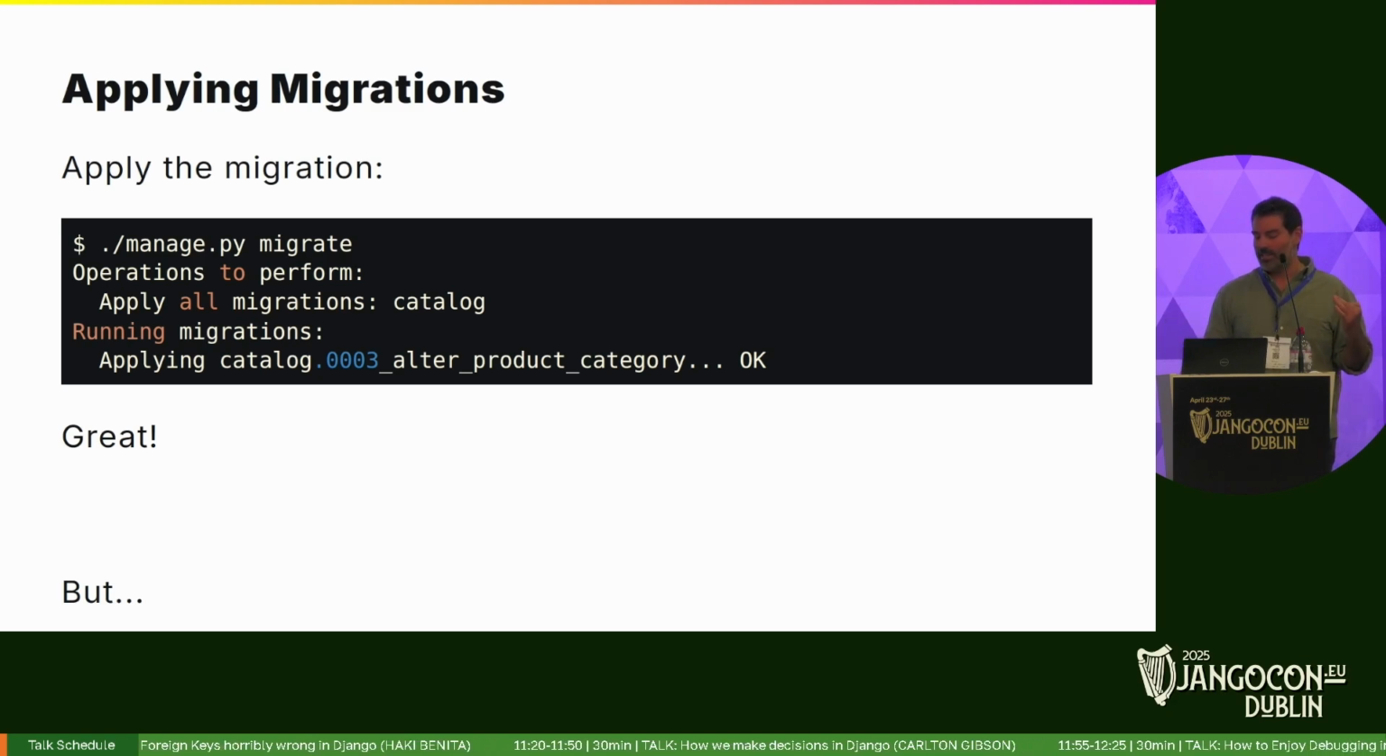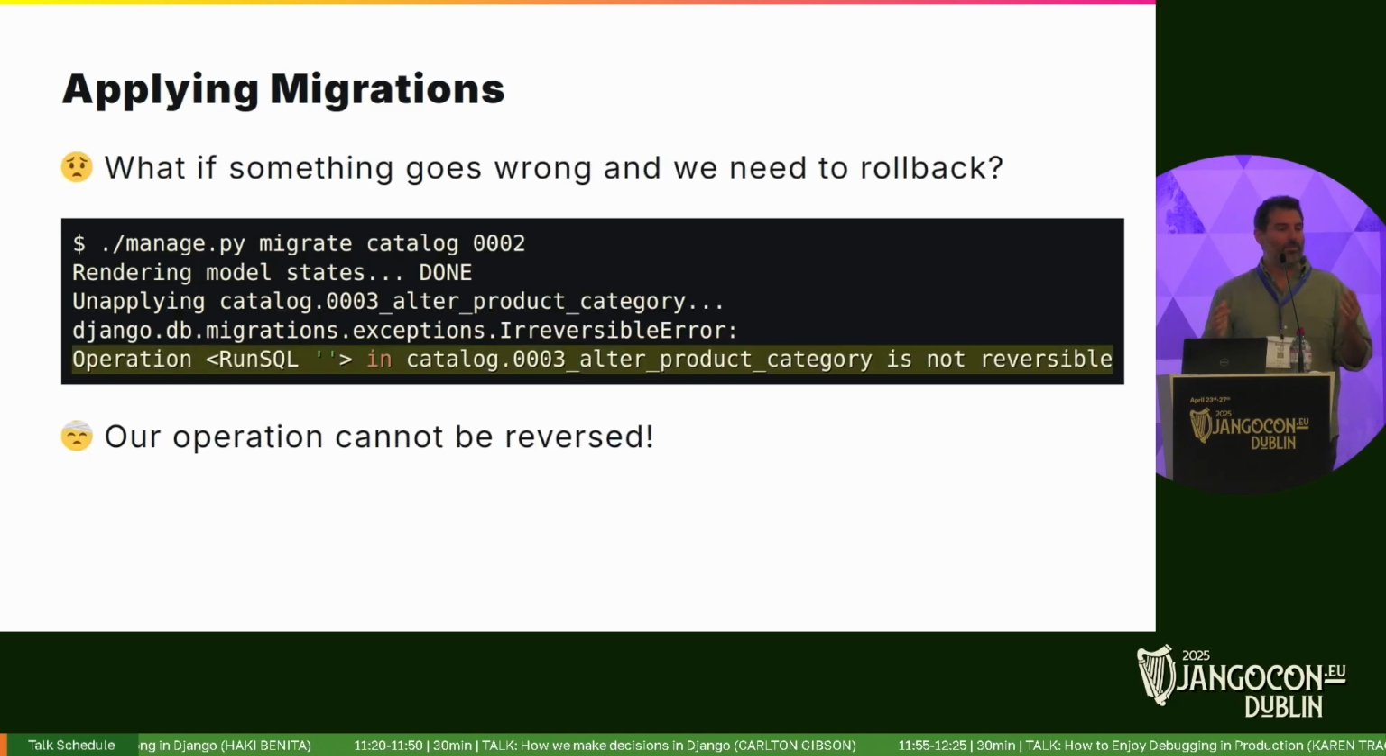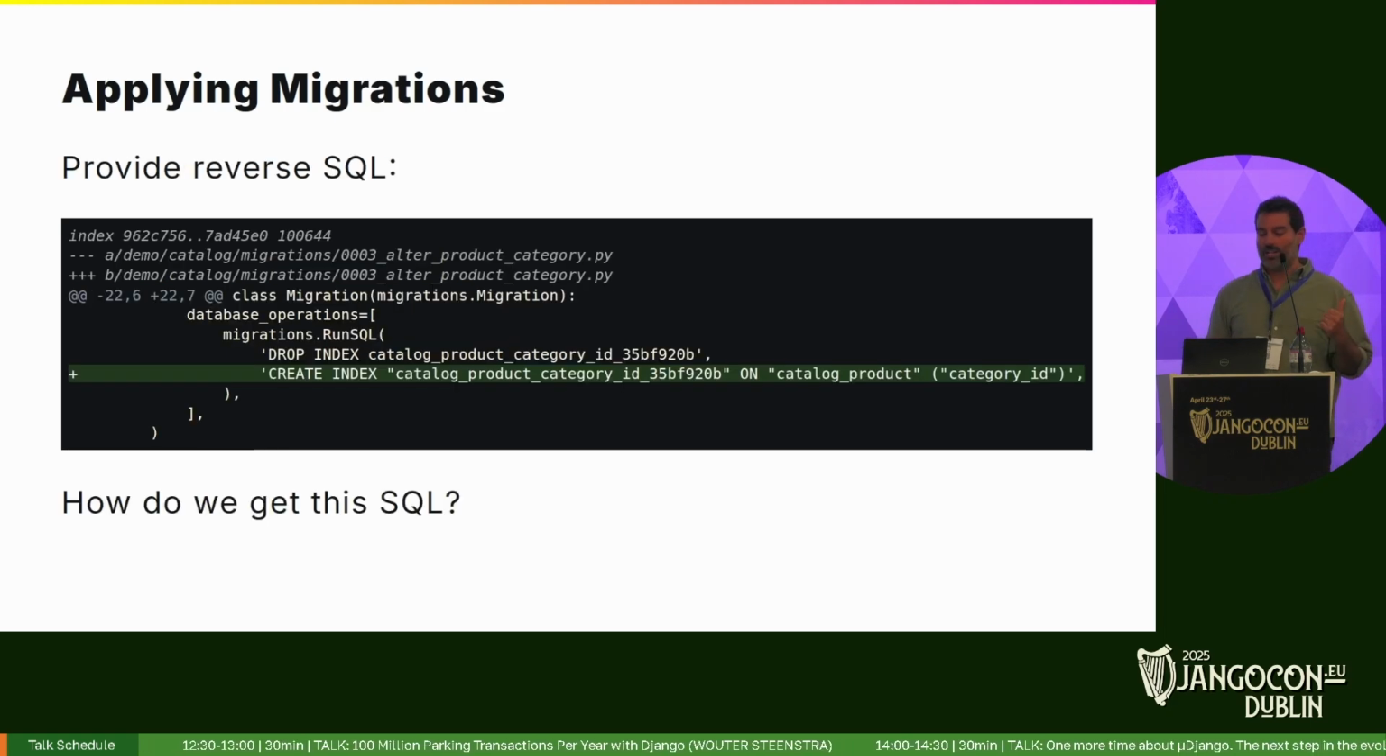But something is missing. What if we made a mistake and we want to roll back? Django has this very nice feature that allows you to unapply a migration. If we try to unapply our migration, we're going to get this nasty error saying that we can't, because the migration is not reversible. Now, this is an easy fix, right? We used RunSQL, and the second argument to this function is the opposite SQL. So if we want to drop the index, the opposite would be to create the index. That's right, so we want to create the index.